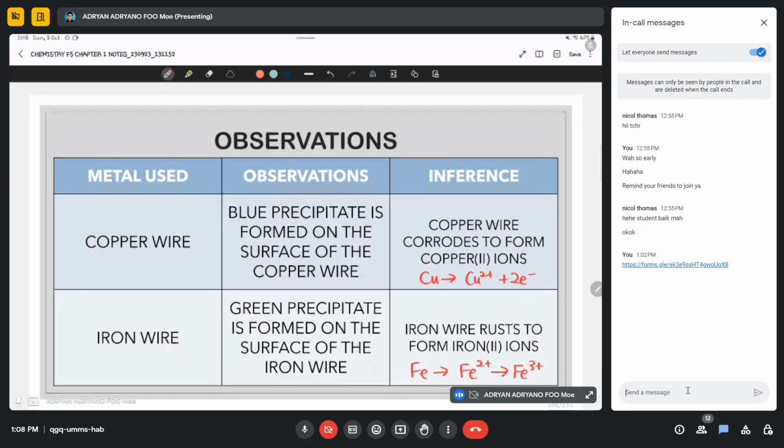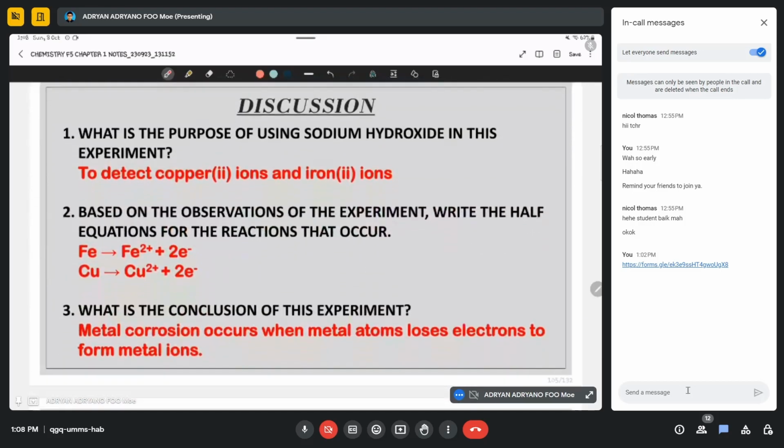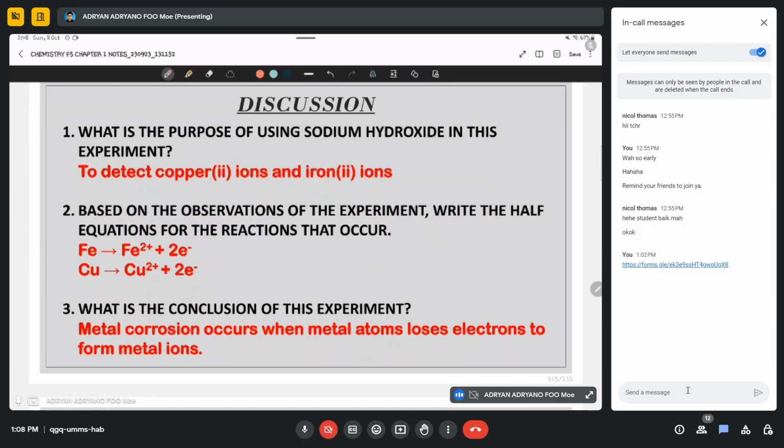This one is basic, easy for you all. Discussion: what is the purpose of using sodium hydroxide? Because you want to detect the copper 2 ions and the iron 2 ions. Where did you learn this before? You learned this in Chapter 6, Form 4, the salt topic, whereby we have the anion test and the cation test. 我除了 sodium hydroxide 我可以用什么？Another will be ammonia solution. We have ammonia solution, we have sodium hydroxide. Different characteristics, different observations.